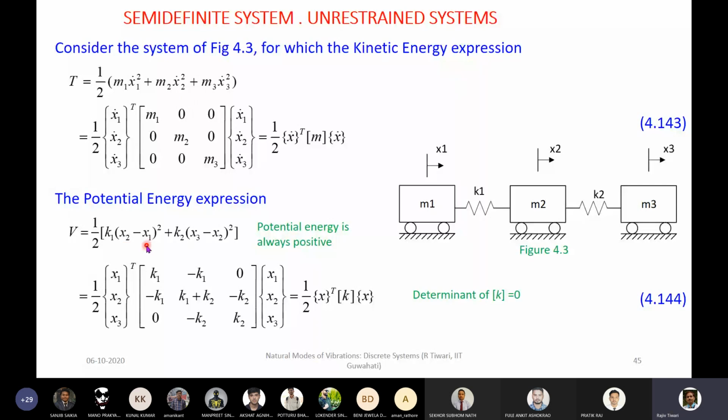Because x2 is equal to x1, this quantity will be 0. x3 is equal to x2, this quantity also will be 0. That means potential energy is 0. This is the condition we have been talking about for a semi-definite system, in which all three masses have the same displacement, x0, x0, x0. So these springs are not getting stretched, and potential energy remains 0 even when there is a motion of these three.